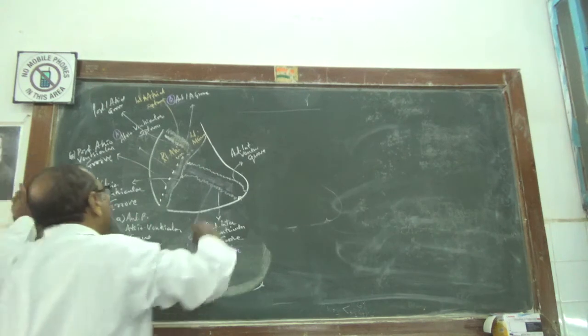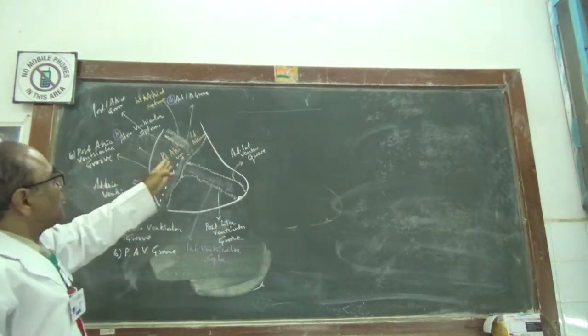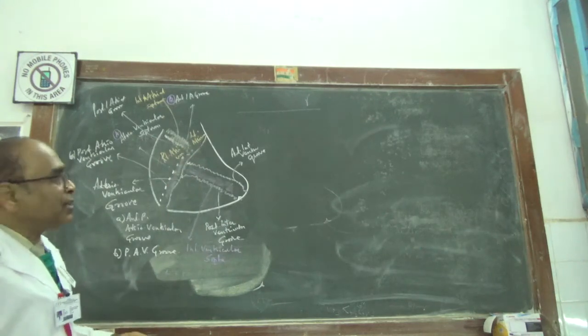So the atrial portion of the heart is divided into two. What is that said to be? The right and the left atrium.